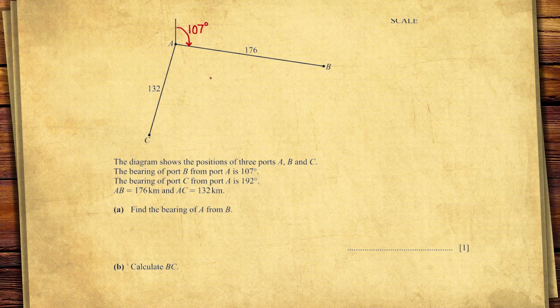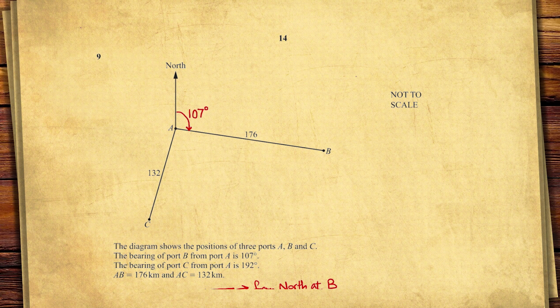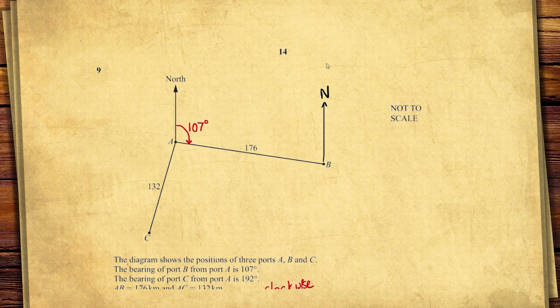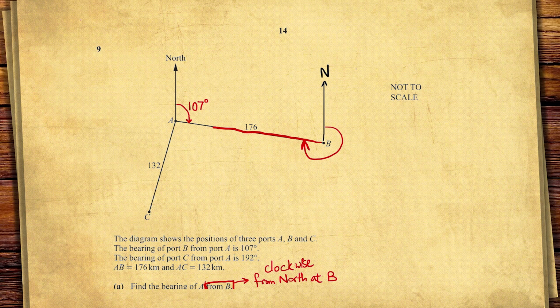Now the first part tells us to calculate the bearing of A from B. So the order has been reversed. We are given the bearing of B from A, and we need to calculate the bearing of A from B. Now from B means from the north at B. Now this is the north at B, and the bearing would be clockwise from the north at B. So clockwise from the north at B to the line joining B with A. This is the bearing of A from B, and we need to calculate this.